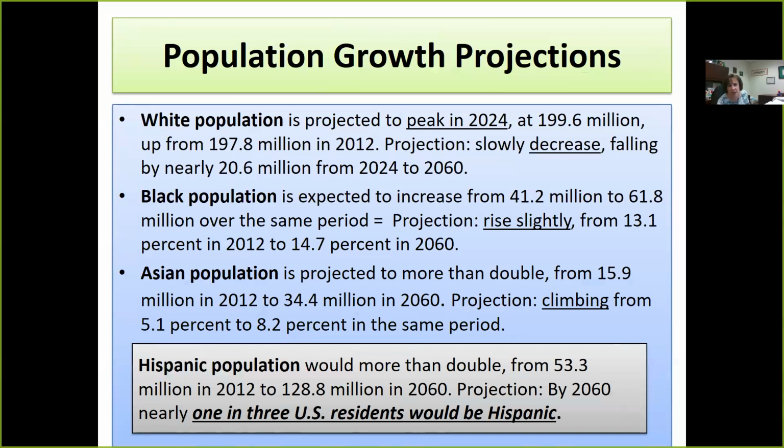And then this is the Hispanic population, which is going to more than double from 2012 to 2060. So they're expecting by 2060 that 1 in 3 U.S. residents are going to be Hispanic. So we need to start thinking about that as we're looking at our programs. Granted, 2060 is not in my lifetime, but we need to be thinking about how we're moving forward within our program.